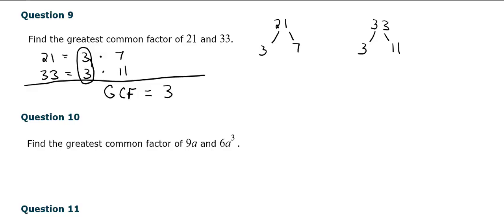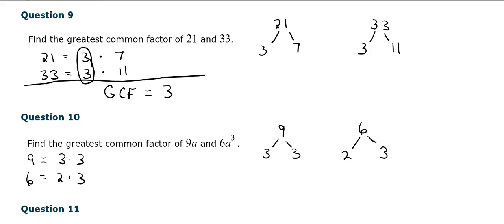So let's look at the next one. Find the greatest common factor of 9a and 6a cubed, or 6a to the third. So what we're going to do is look at the coefficients first, 9 and 6, and break those down into prime factorization. So 9 is the same thing as 3 times 3, and 6 is the same as 2 times 3.